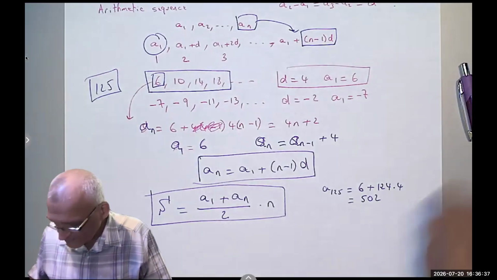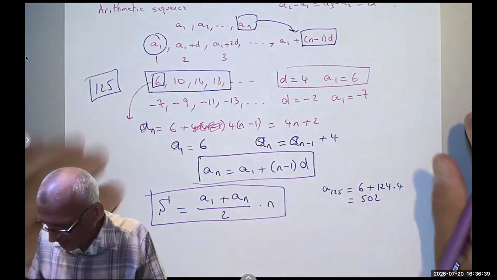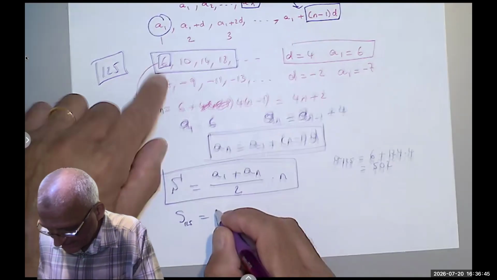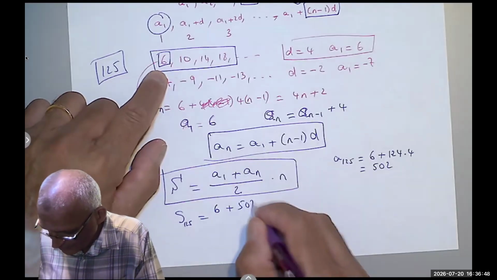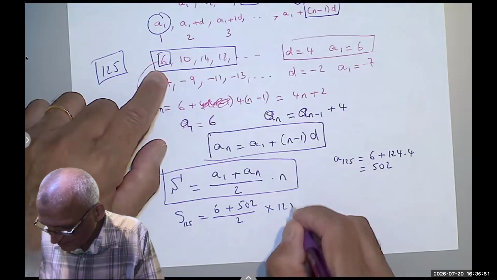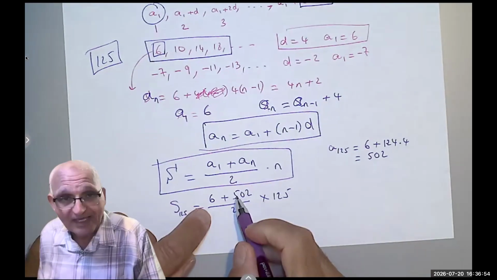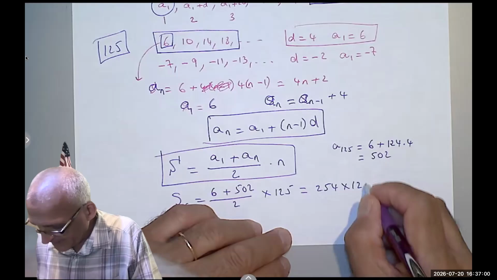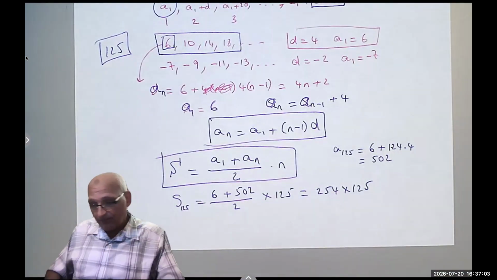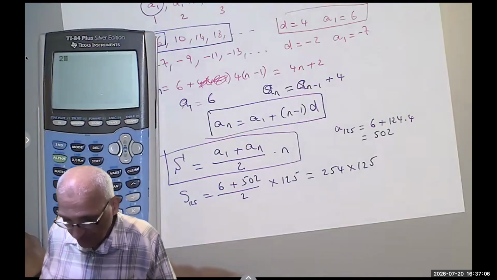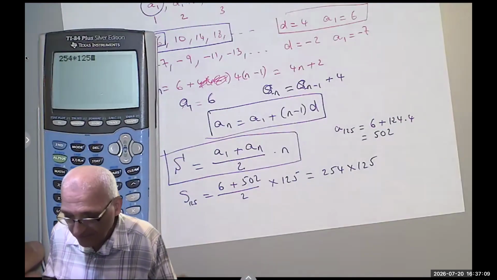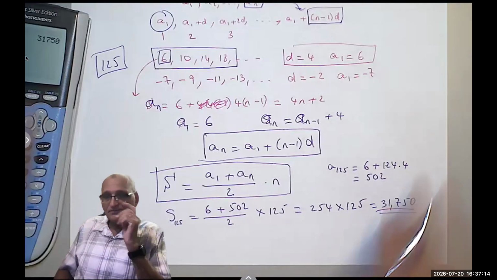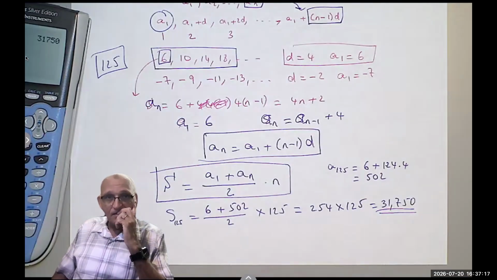Okay. Then I would say the sum of these 125 terms is 6 plus 502 over 2 times 125. This is 508. When you divide 508 by 2, you get 254, and you multiply that by 125. And then you use your calculator and say 254 times 125 equals 31,750. That is the answer. Easy, right?